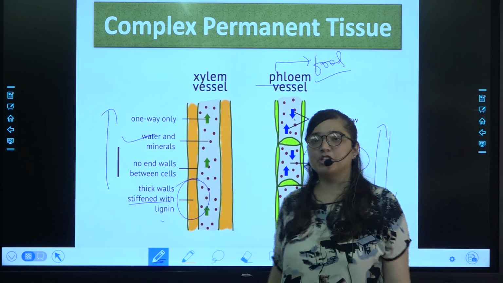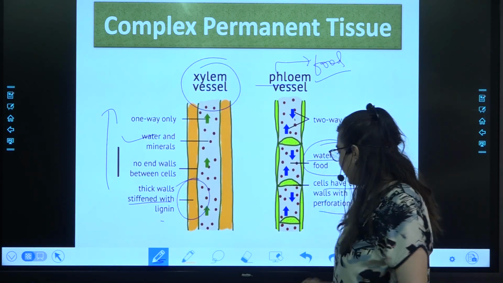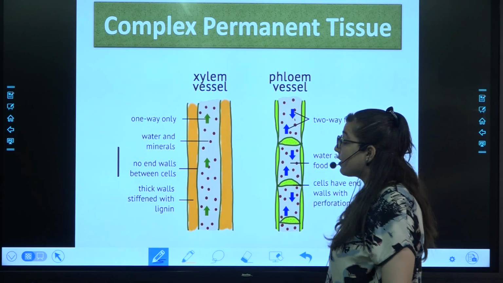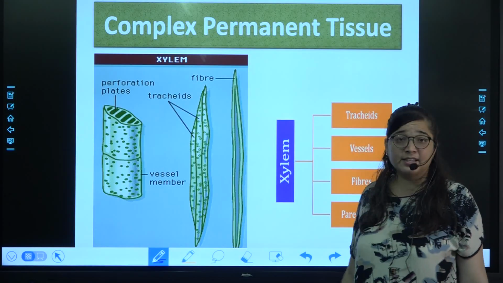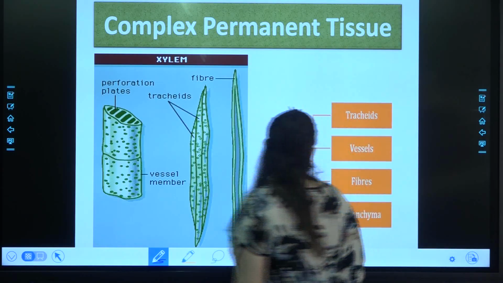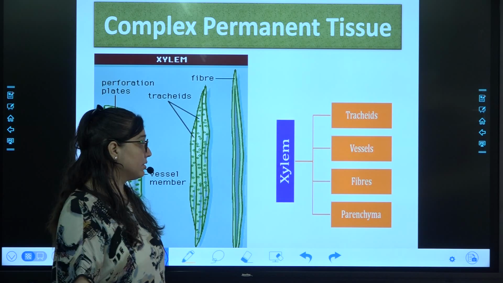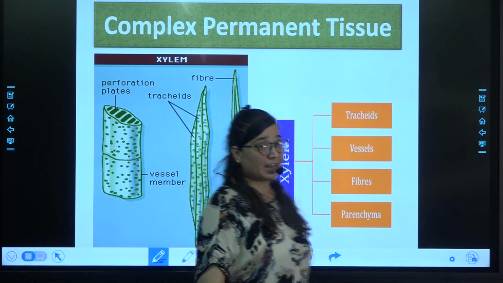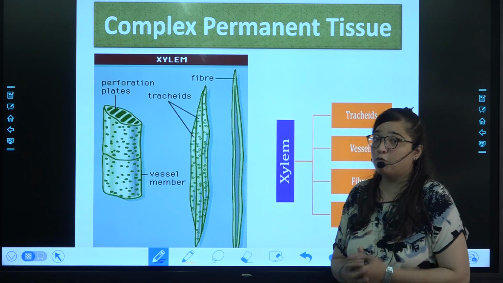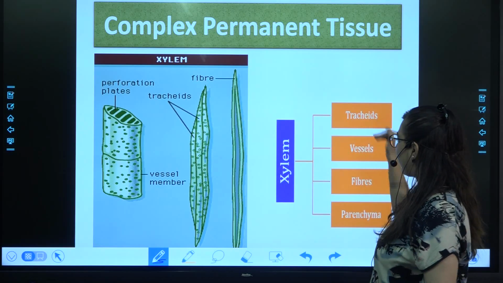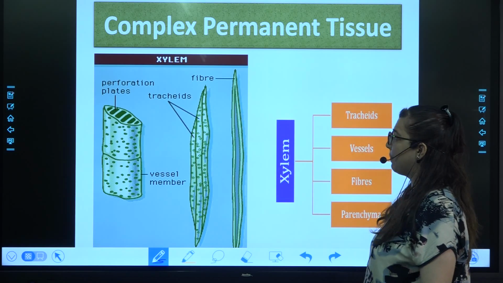Okay. Now we are going to discuss in detail the xylem vessel. Let's have a look at it. Xylem tissue, here it is, its four parts. Which are the four parts? They are as shown over here: tracheids, vessels, fibers and parenchyma. Into how many types is xylem tissue divided? It is having four parts. Which are those four parts? Tracheids, vessels, fibers and parenchyma.